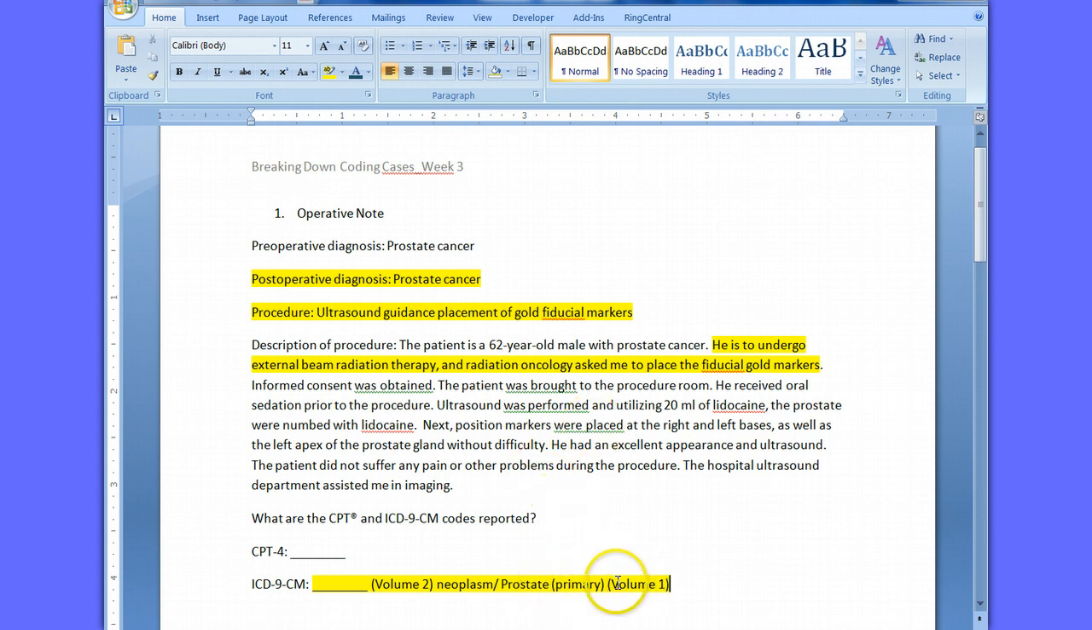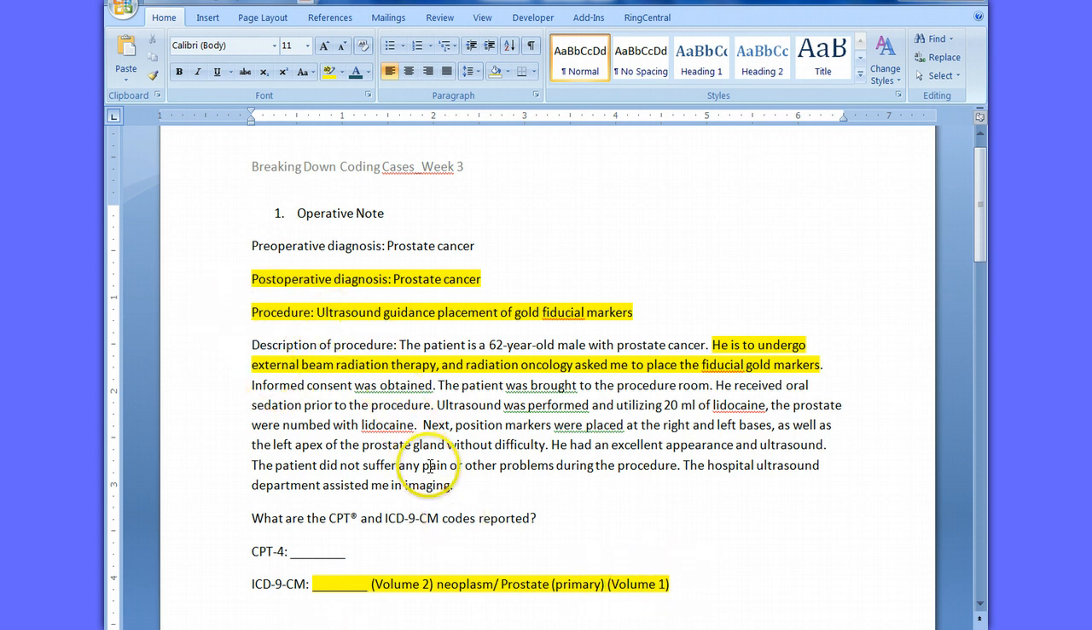And I always reference, and I have volume 1 listed here, always reference your code to the numerical index in volume 1 just so that you can have any additional facts or any additional information that you need. Sometimes it refers you to another code, or sometimes it tells you that you can code an additional diagnosis. So be in the habit of always cross-referencing, even if you are using the tables like the neoplasm table, drugs and chemical table, hypertension table, always reference back to volume 1.